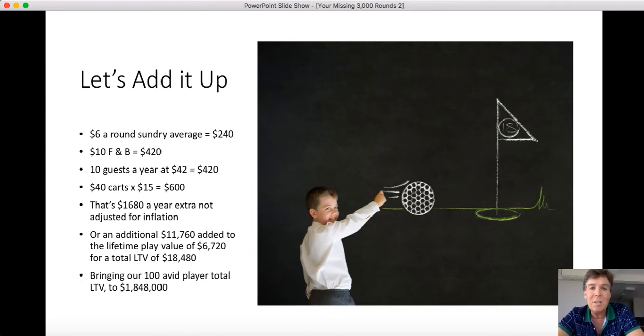That's $1,680 a year in extra income not adjusted for inflation over the 7-year period, or an additional $11,600 added to your lifetime player value for a total lifetime player value of an avid player of $18,480. That brings our avid player total of 100 to $1,848,000 over the lifetime value of their play.